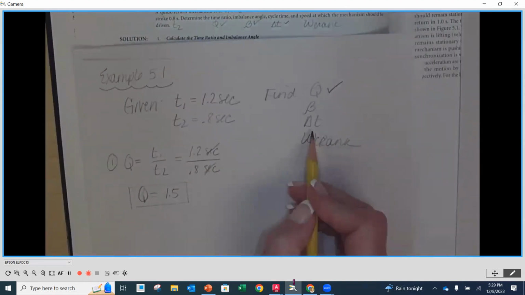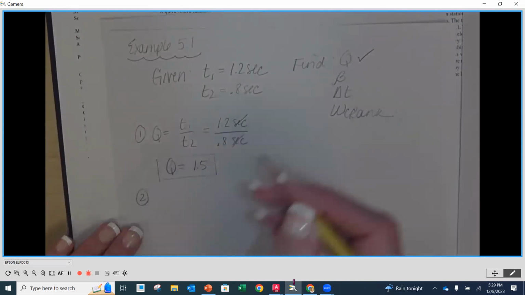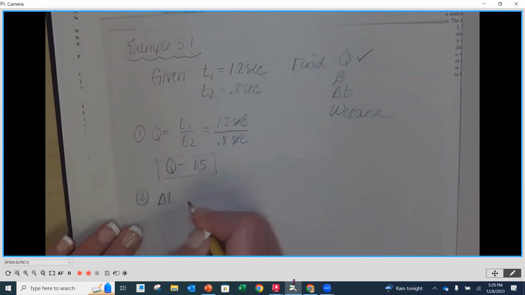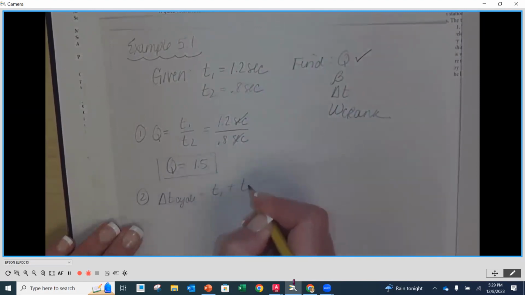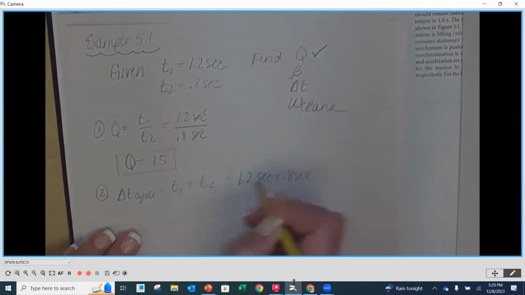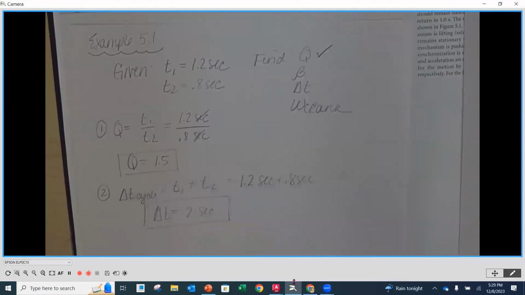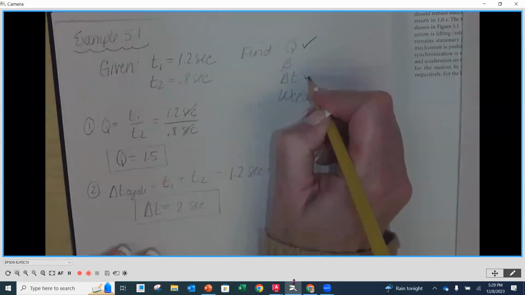All right, and then we already saw that we can do our total cycle time, so we might as well do that one right away. It doesn't have to be in order. So change in T, which is our cycle time, right? It's going to be T1 plus T2. So that's pretty easy. 1.2 seconds plus 0.8 seconds. Looks like our change in T is going to be equal to 2 seconds, right? There we go. Done. That one's done as well.